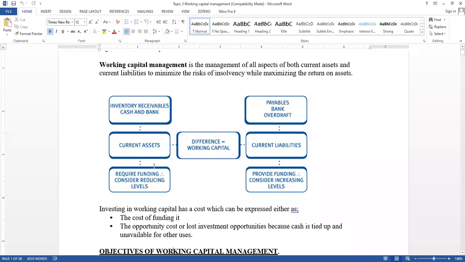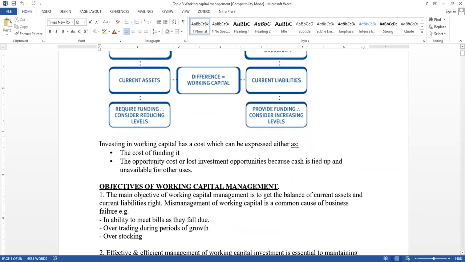So investing in working capital, of course, has a cost, which is normally expressed as either the cost of funding it, and then the opportunity cost or lost investment opportunities, because you find that cash is tied up and then it is unavailable for other uses.